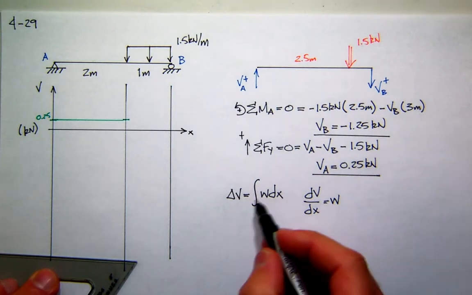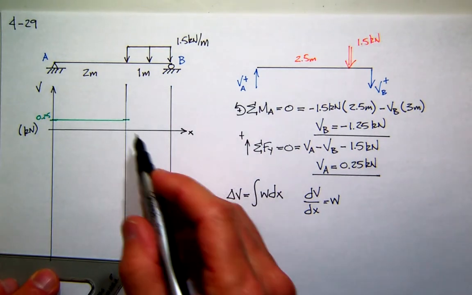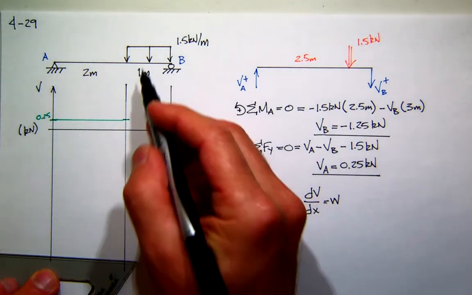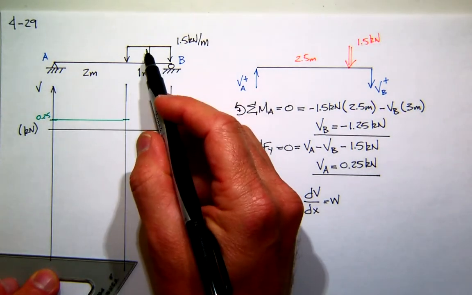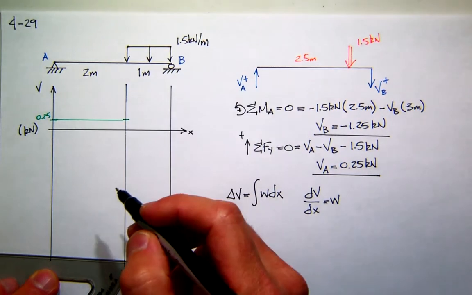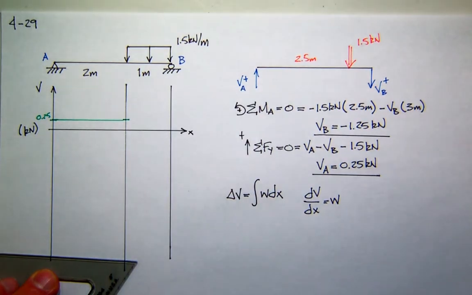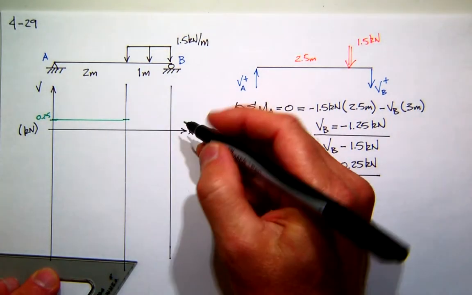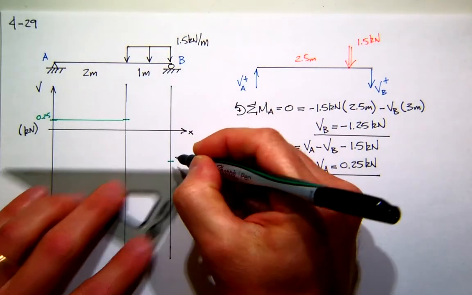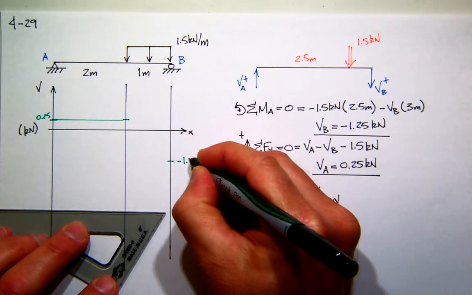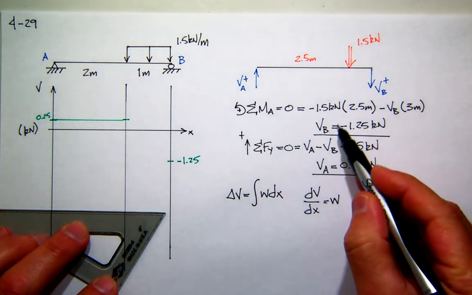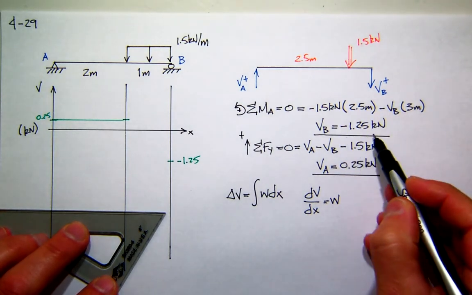Now, what's the change in shear from 2 to 3 meters? What is the area under the load curve? Yeah, base times height, 1 times 1.5, and that's acting down, so it's negative. So 0.25 minus 1.5 gives me negative 1.25, which is great because we knew that our shear at B was negative 1.25.